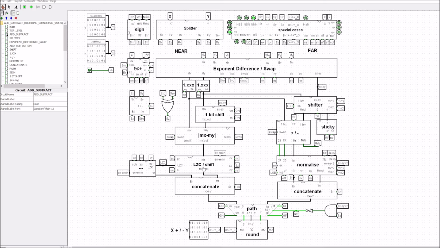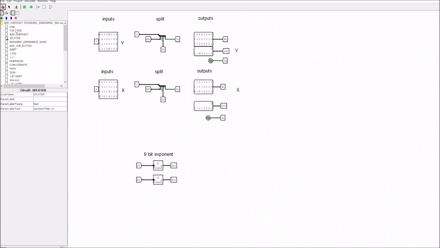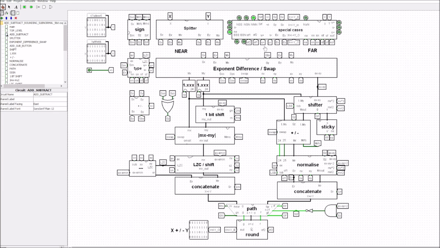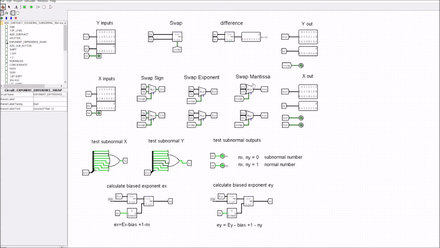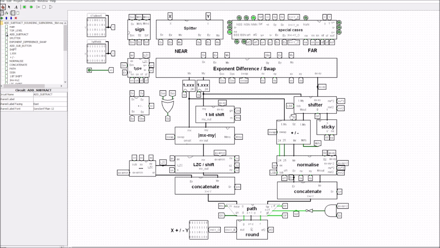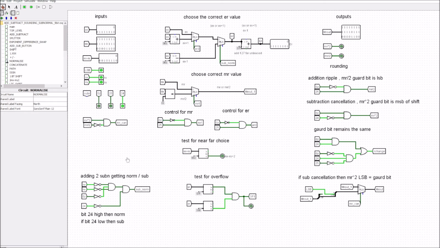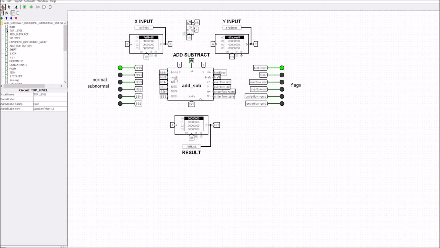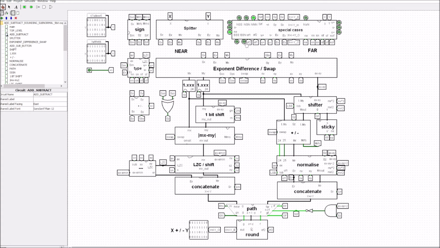I'll drill down into a couple of these just to show you what sort of complexity we've got in them. So that's the splitter there. Head back up, and we've got the exponent difference and the swap, and we've also got this test for subnormal. I've put some notes in each of the designs as well, so whenever I work through the actual course it makes it a little bit simpler. And we've got, probably the most complicated section, the normalization down here, and also something that tends to take a bit of time is doing the special cases. So these are the special cases here.